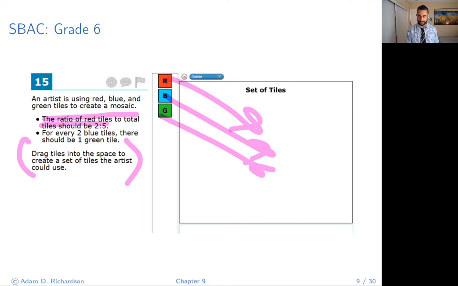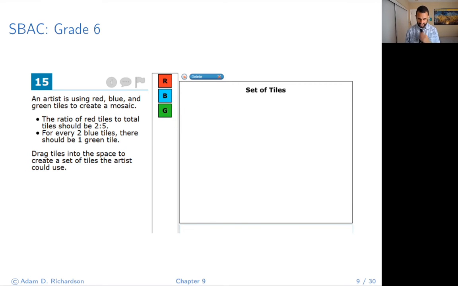And there's lots of ways to do it. There's technically infinitely many ways to answer it. But the way that I would do it is, let's just start. Okay, red tiles to total tiles should be 2 to 5. I'm just going to put 2 red tiles. Why not? And I'll use my red marker here, or my red pencil.